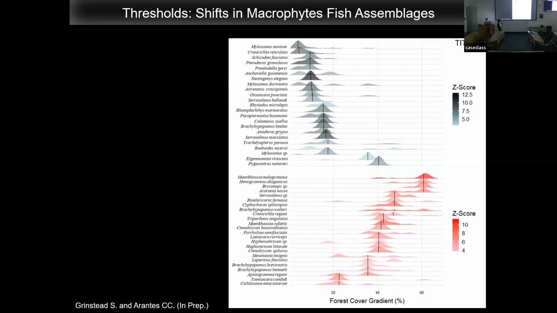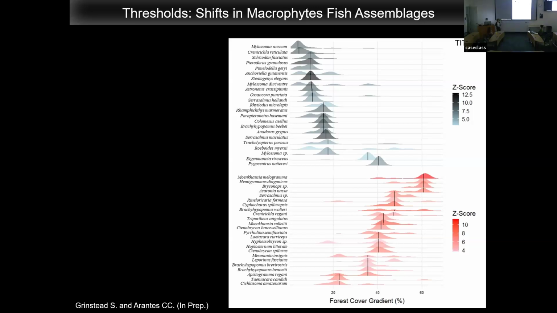But this is interesting. This is following up and looking at the threshold responses of species. So it's a threshold indicator analysis, and it shows shifts in the macrophyte fish assemblages along this gradient of forest cover on the x-axis. The shaded curves indicate the shifts in abundance of indicator species on the y-axis, and the black vertical lines in the middle of each curve indicate the threshold levels.